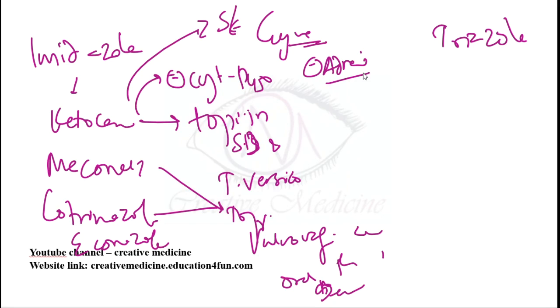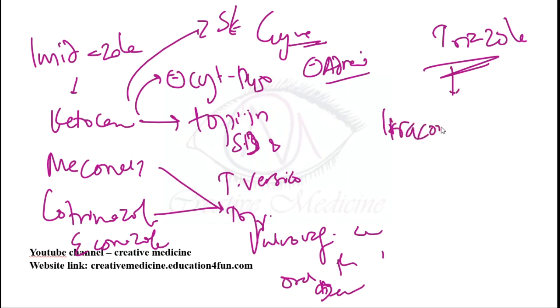Miconazole and clotrimazole are used topically for vulvovaginal candidiasis, oral thrush and dermatophytic infections. Econazole can also be used. Then we have the triazoles. Triazoles have fewer drug interactions and side effects.